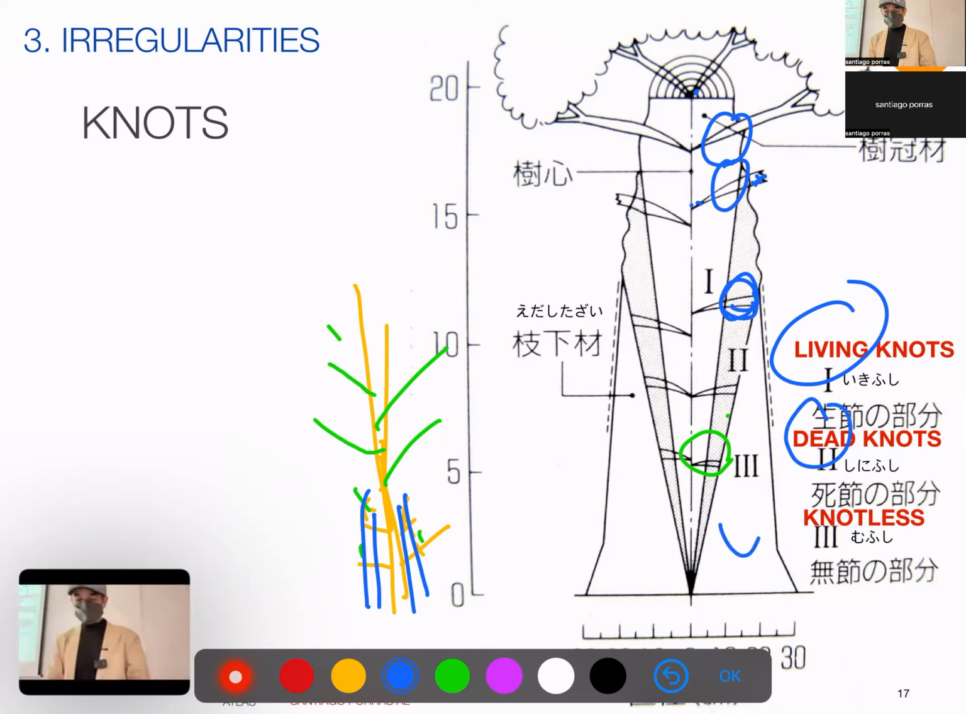And the oldest timber, of course, we take the sapwood out, right? Is the one which has no knots at all. This is the most valuable, the one we try to use for structures and high quality construction, okay?